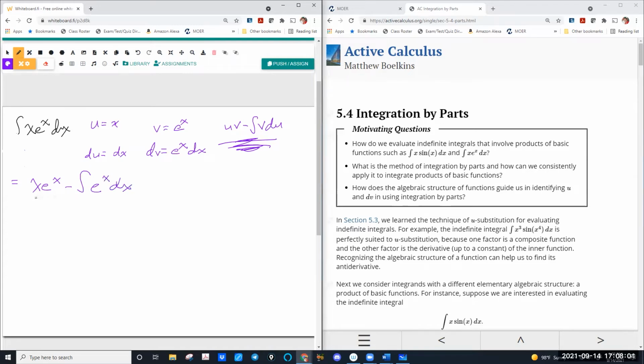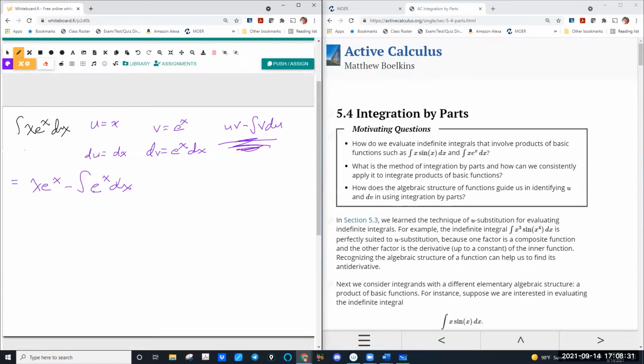Now here's something I want to point out. Notice there's no integral symbol in front of the x e to the x. It's done. This is part of our final answer. We don't need to do anything else with this. If there's constants, we might simplify them if need be, but we don't need to do any more integrating or derivation with this. This is done. Now we focus on this integral.